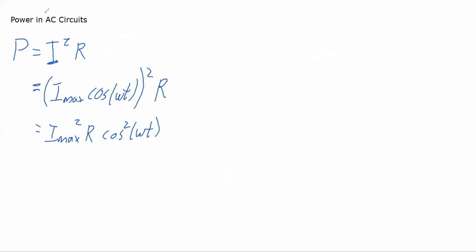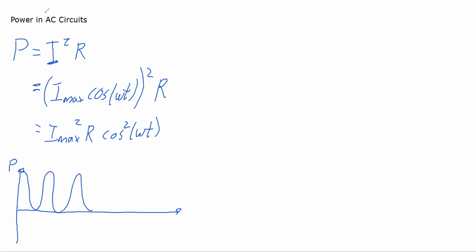So how does that look? If I were to plot this power as a function of time, cosine squared looks something like this. I'm not doing a good job drawing it, but something like that. So power is a function of time here, and it's fluctuating. It's not super helpful to ask for the instantaneous power, because remember, power is how much energy is delivered per second. Well, that's constantly changing, according to that graph.